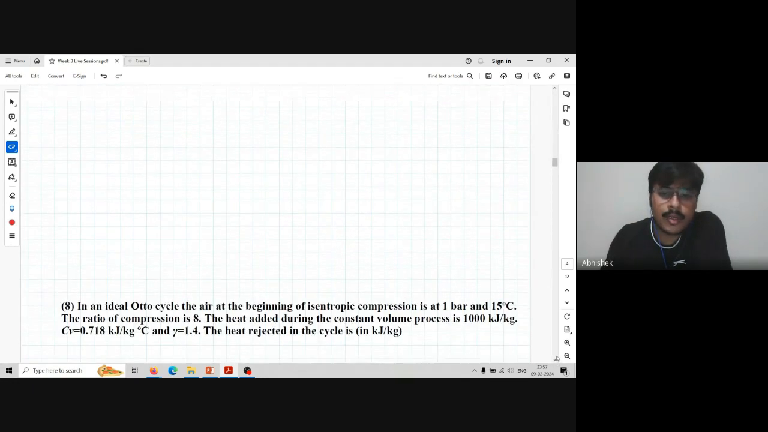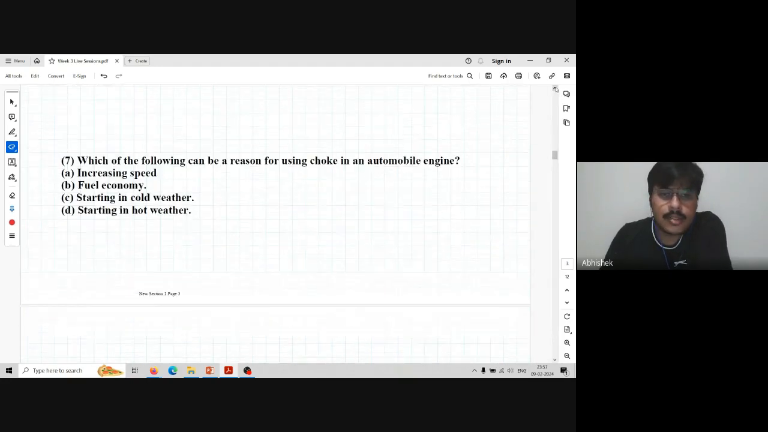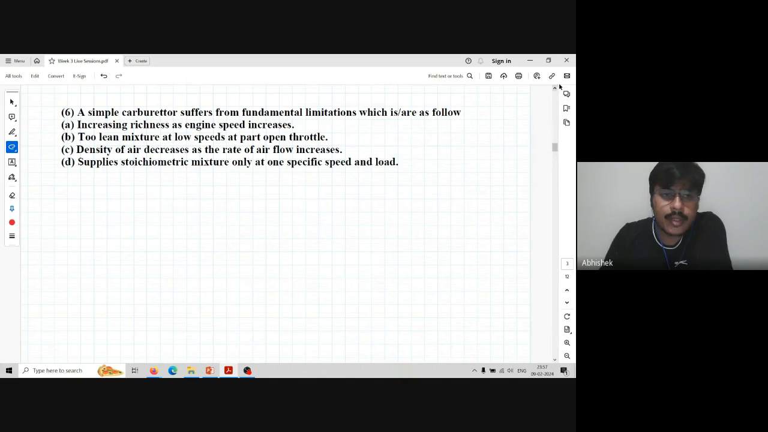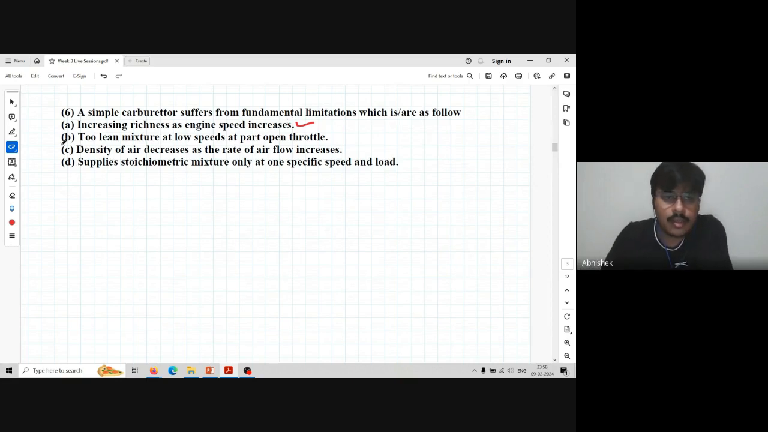A simple carburetor suffers from, this one is already covered. I think you can refer to the lectures. All these 4 points: a simple carburetor suffers from the fundamental limitation of increasing richness as the engine speed increases. That is why there have been several modifications in the simple carburetor. This is already mentioned in other lectures, so all the reasons are correct.